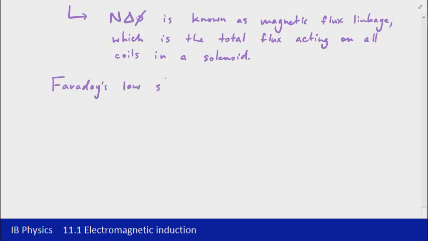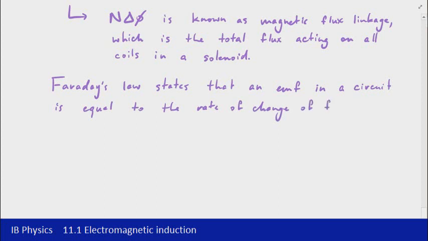Faraday's law is, again, a step further forward along this idea of understanding EMF. Faraday's law states that an EMF in a circuit is equal to the rate of change of flux linkage. So that equation that we just jotted down is basically just stating what Faraday's law is: EMF being equal to N delta phi on delta t. And if we have a solenoid, then we've got multiple loops, N being the factor that increases the flux, and hence the flux linkage.